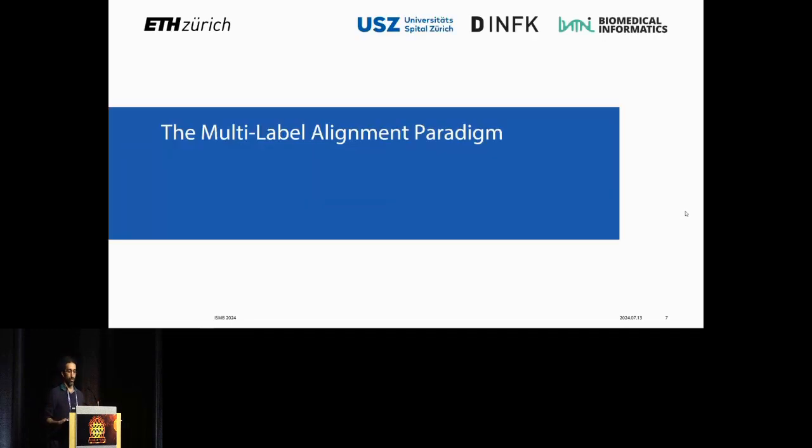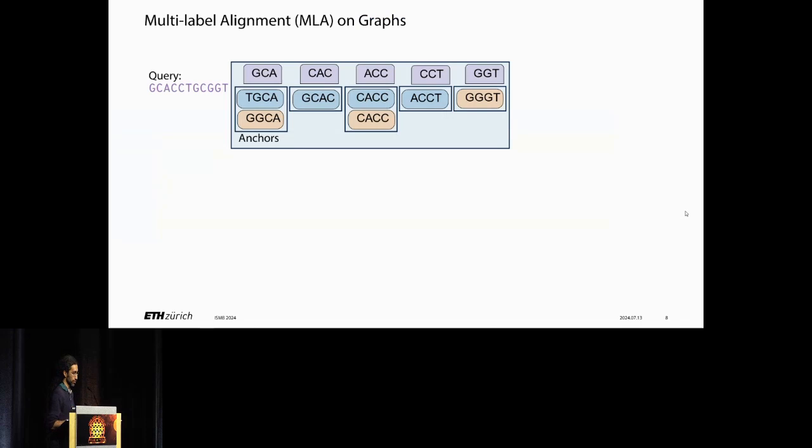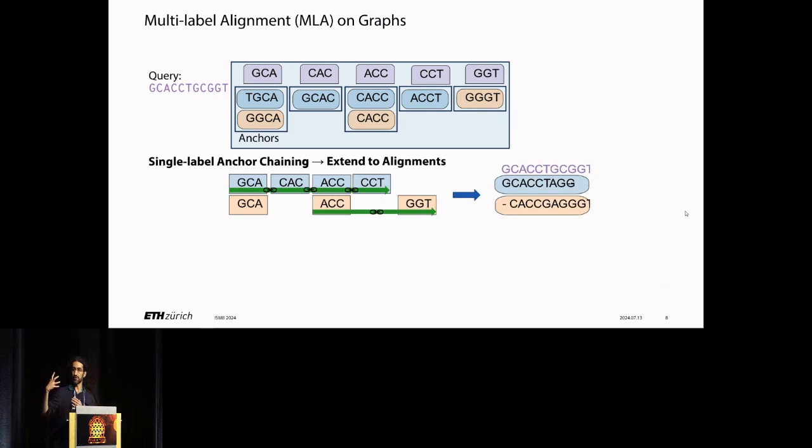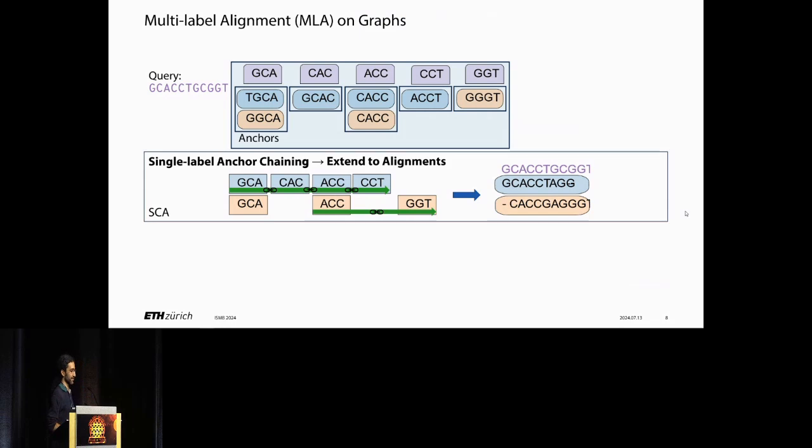So now I'm going to go over how we do multi-label alignment, because this is a more challenging problem than some of the previous alignment approaches that I mentioned. So starting with our anchor set, the first thing we do is a single label anchor chaining, meaning that we produce chains of anchors, one label at a time. And then from there, we extend these into alignments that target a single label at a time. And we refer to this process as SCA.